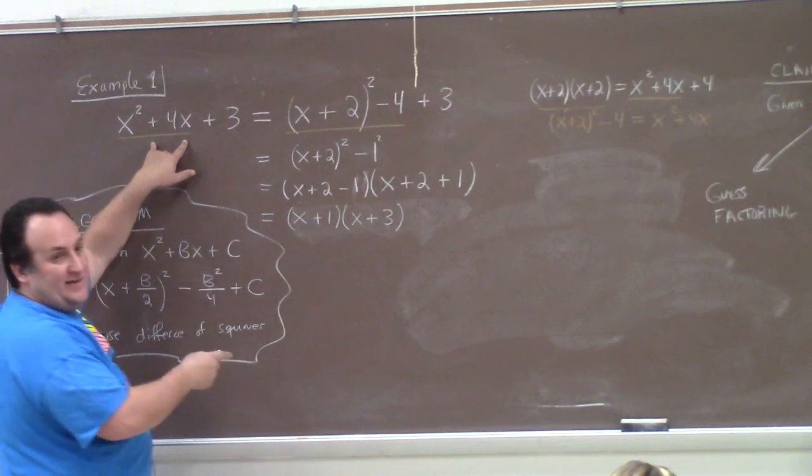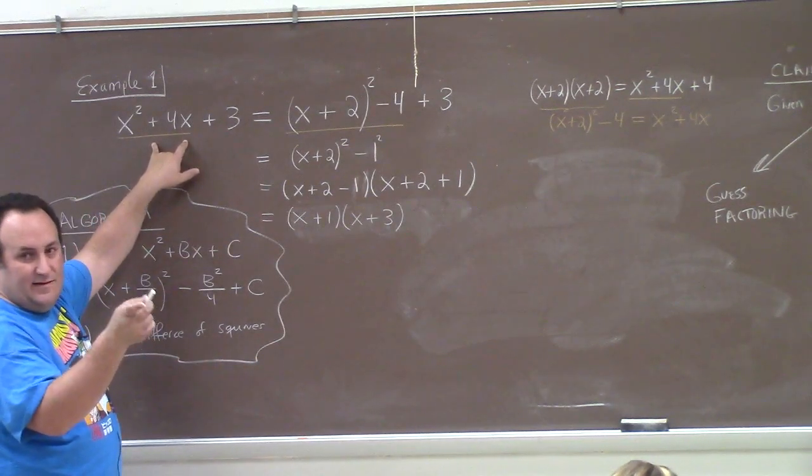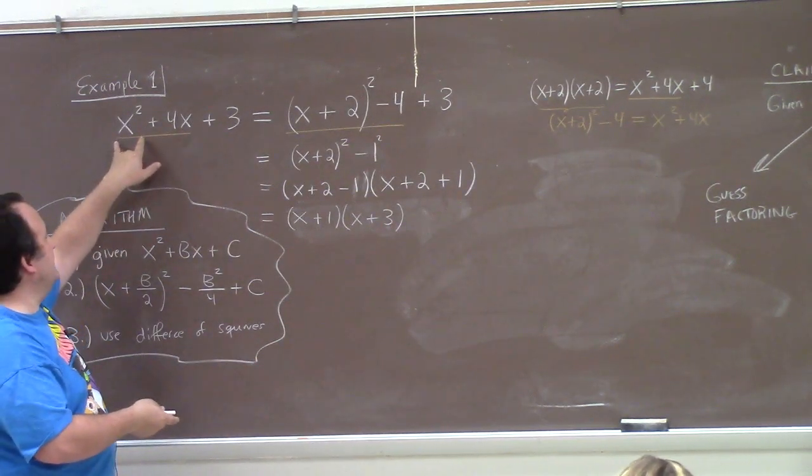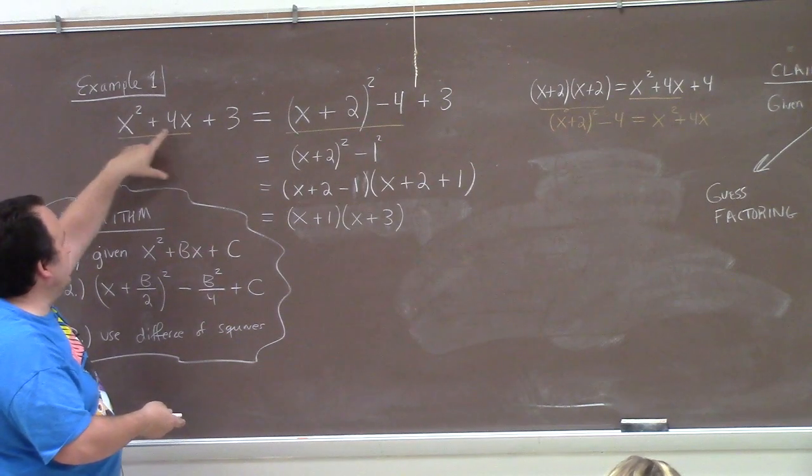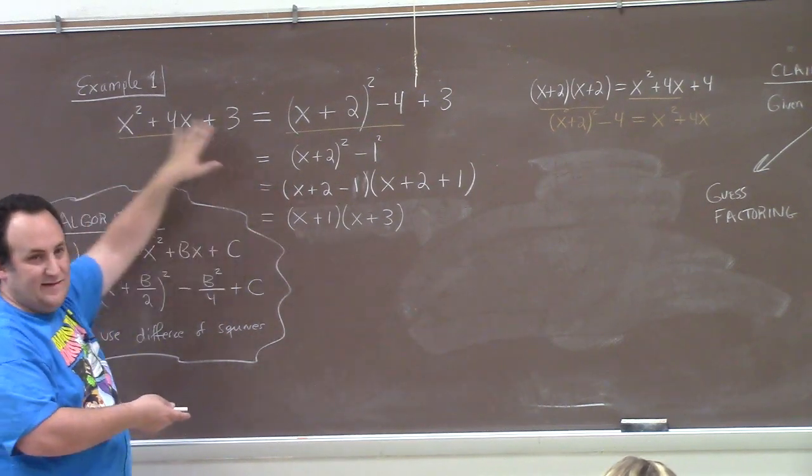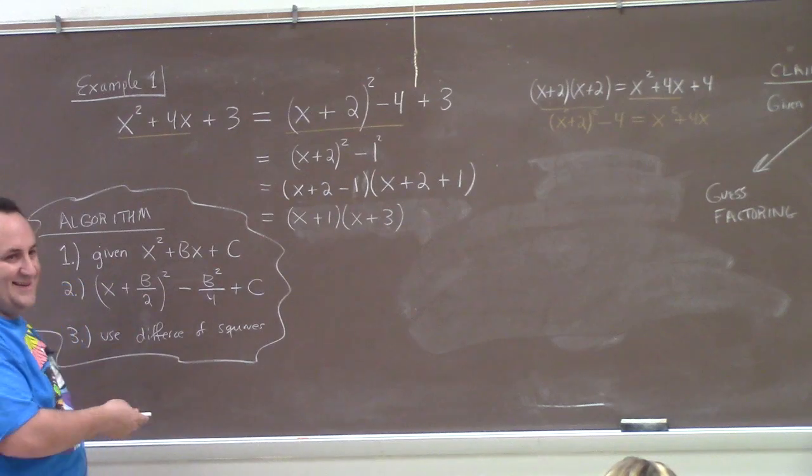So his point was Hayden. Hayden said, well, this is like taking candy from a baby. This is just x plus 1 times x plus 3. That's an easy one.